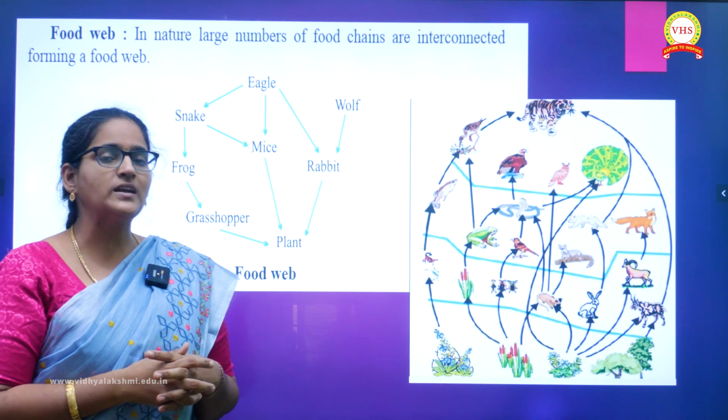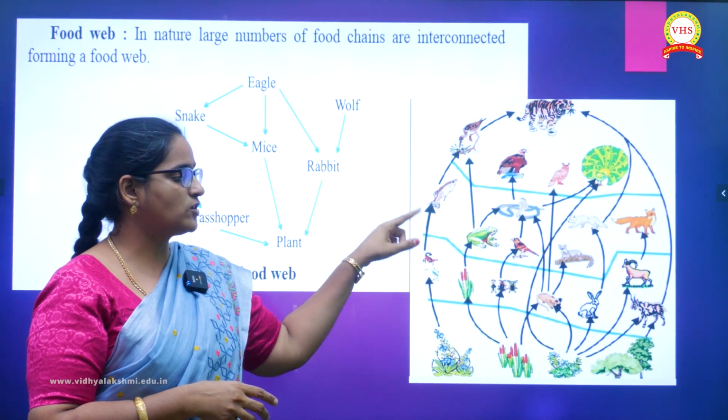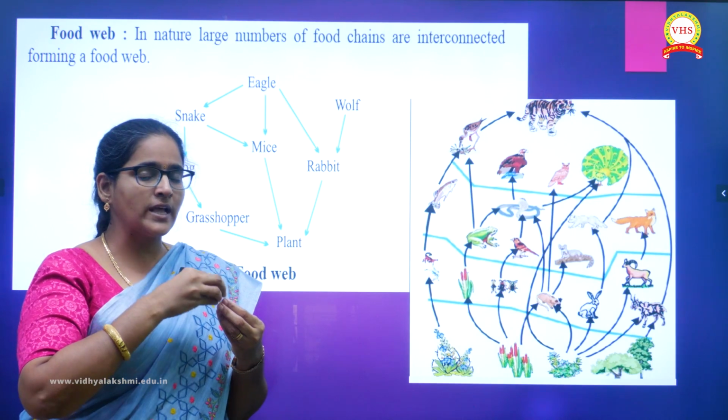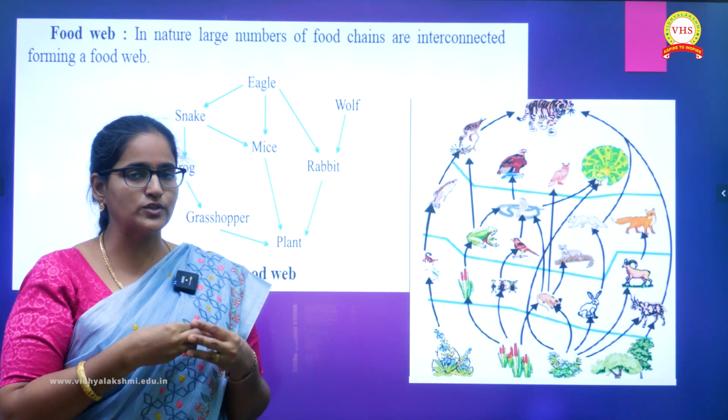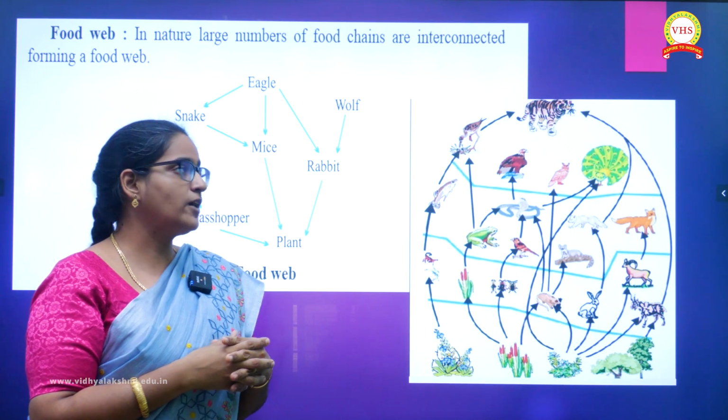Food web is nothing but interconnected food chains. If you look at these interconnections present in aquatic or terrestrial food chains, instead of having a single sequence of food chain, here you have multiple sequences connected together. That is called the food web.